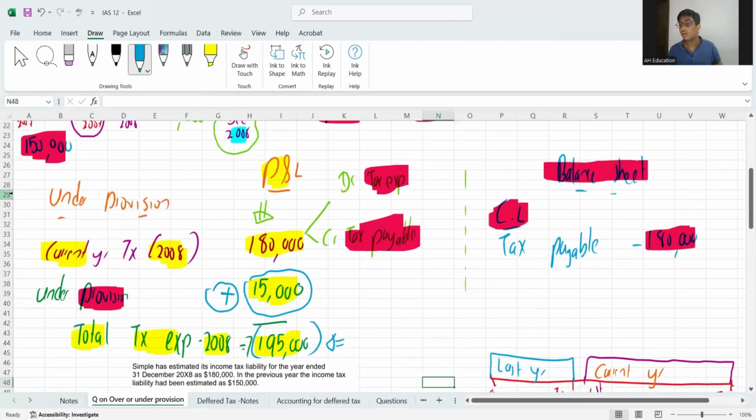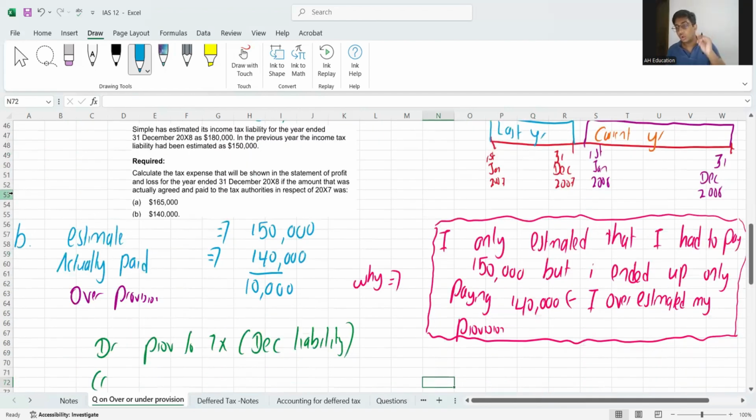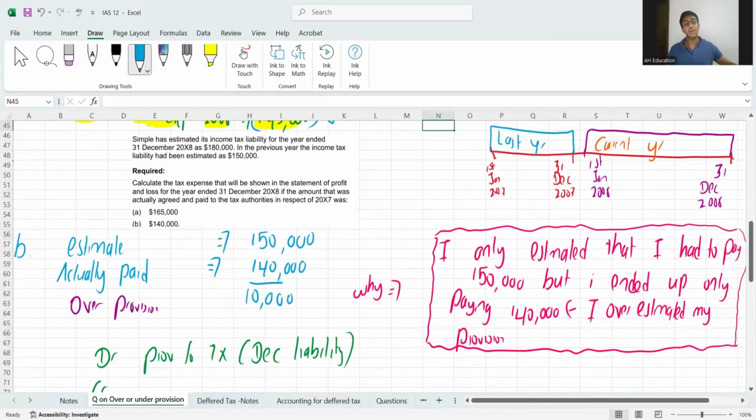Now, total under provision. I want you all to watch the recording at a normal speed. Don't go on 2x, don't go on 1.5x, which I'll do for the rest. I don't mind. But this, since it's new, I want you all to learn it properly. Watch it in a normal manner.